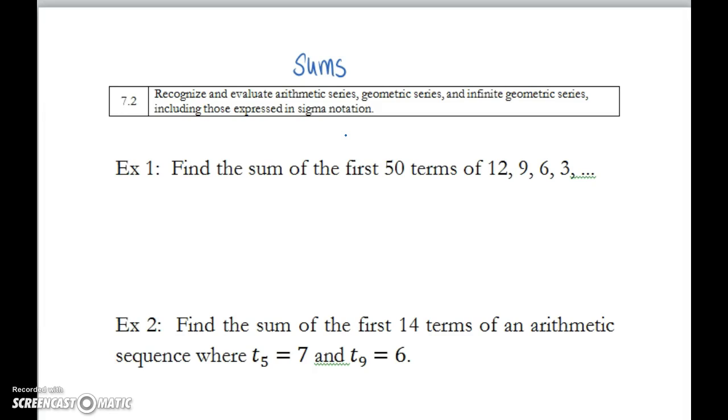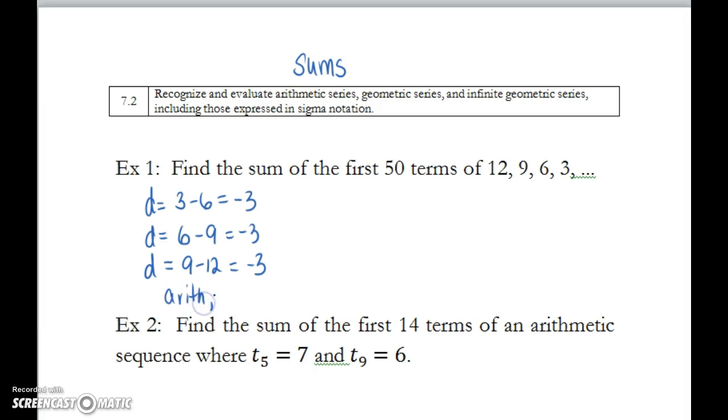Our first example says find the sum of the first 50 terms of that particular sequence. Let's confirm that it's arithmetic. To determine whether or not it's arithmetic, you find your common difference by taking any term and subtracting the term in front of it. Regardless of which number you start with, we always get the same value, a common difference. We always get negative 3. That means it's arithmetic and your common difference d is negative 3.